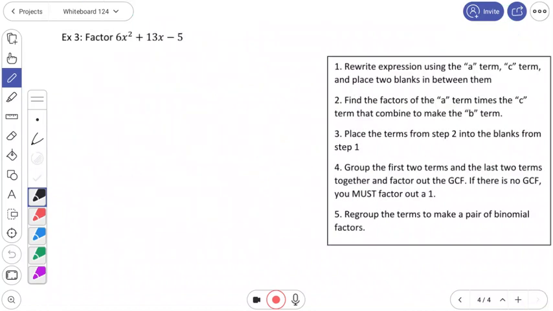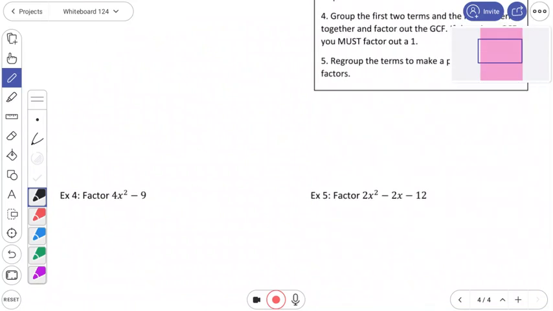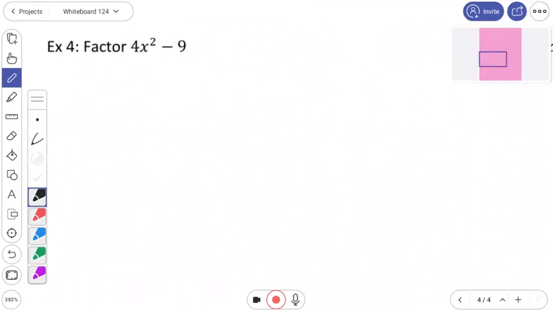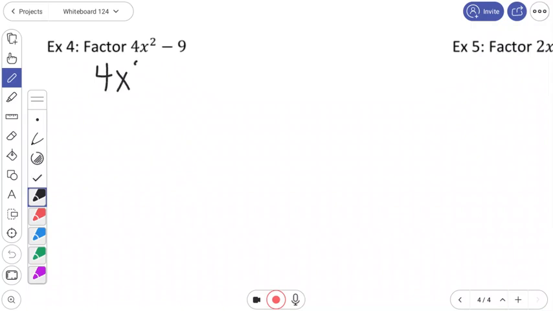All right, let's do another example. I want to skip to make the video a little bit shorter. Let's go ahead and factor x squared minus 9. When I look at this, I notice that I'm missing a term. I don't have an x term. My b value is missing, right? So this is the same thing as saying 4x squared plus 0x minus 9.